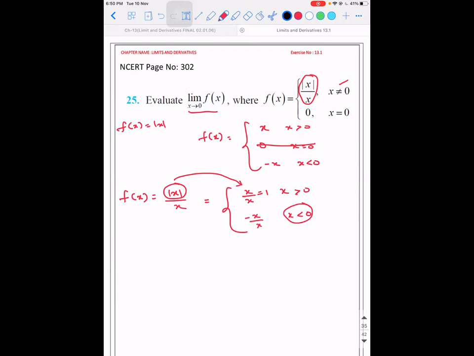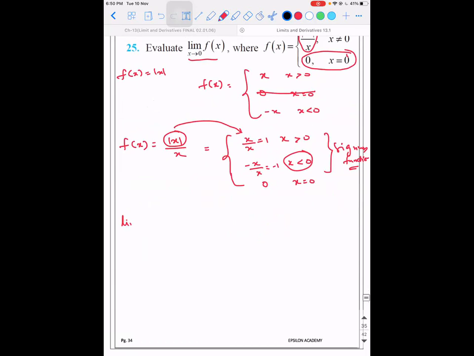What is the answer for this? Minus 1, sir. Minus 1. And it is 0 at x is equal to 0. Sir, we shouldn't write 0, since x is not equal to 0. You should not write it, because they themselves have given what is happening at x is equal to 0. If you observe this, this is nothing but the signum function. If you revisit functions, you can see this kind of a function, which is called the signum function.